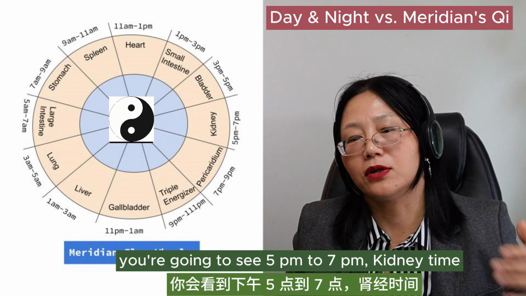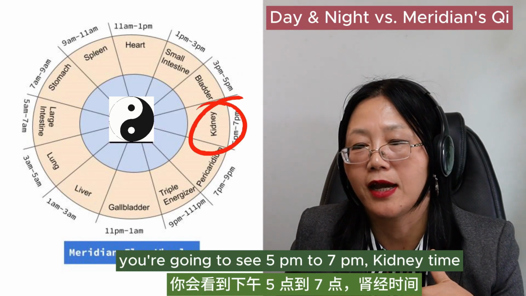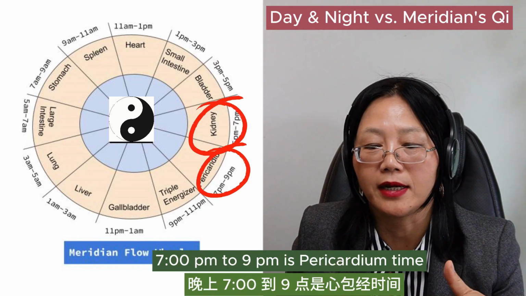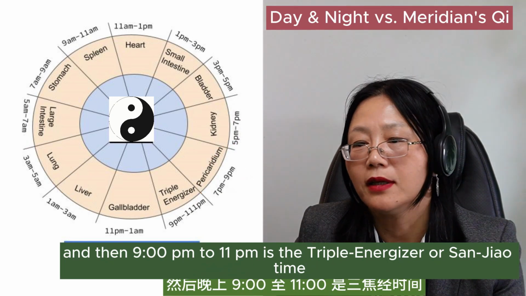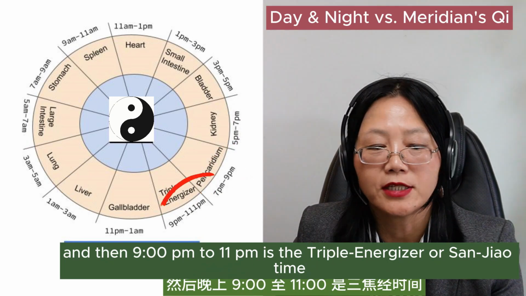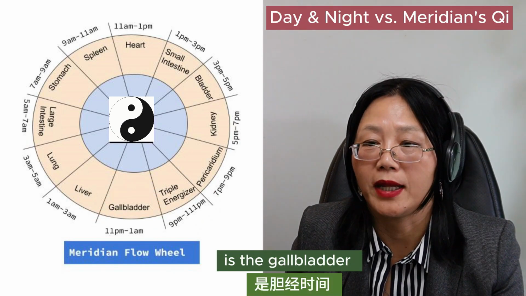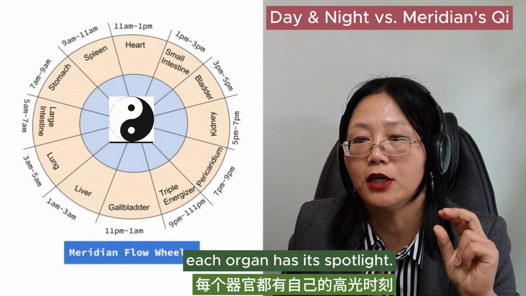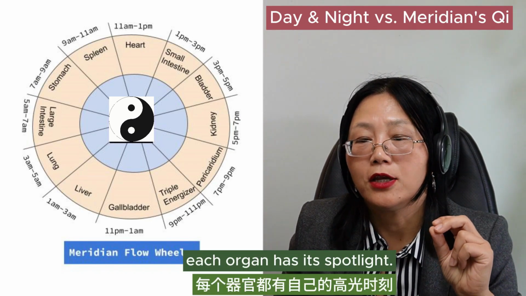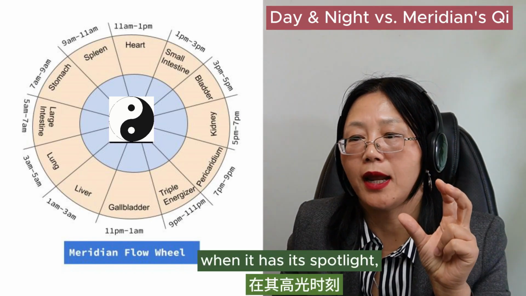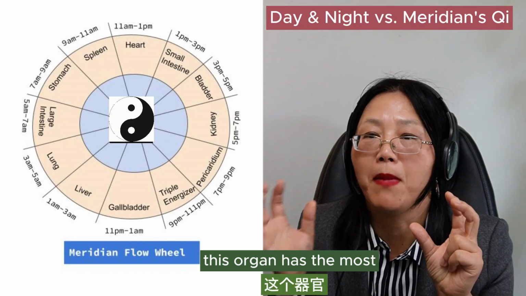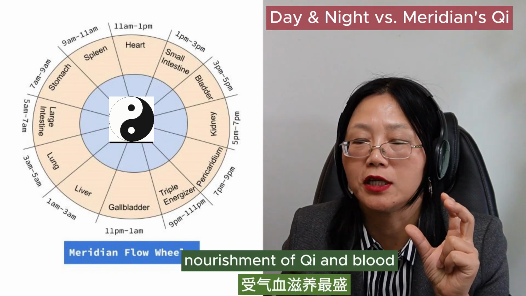Moving downwards, you're going to see 5 to 7 kidney time, 7 to 9 is the pericardium, and then 9 to 11 is the triple energizer, or sanjiao. Then from 11 to 1 o'clock, again, is the gallbladder time. You make a big circle. Each organ has its spotlight. When an organ has its spotlight, it has the most nourishment of qi and blood.